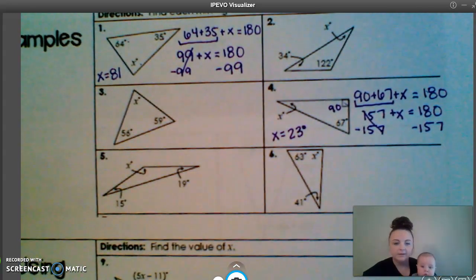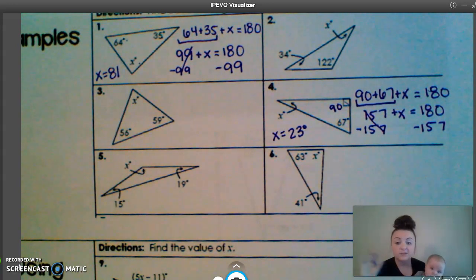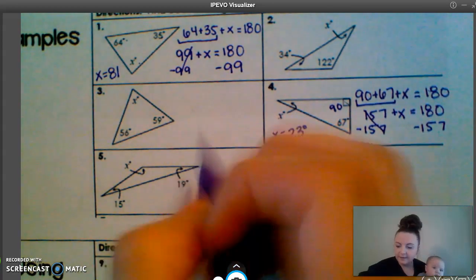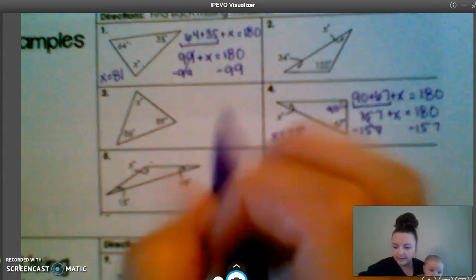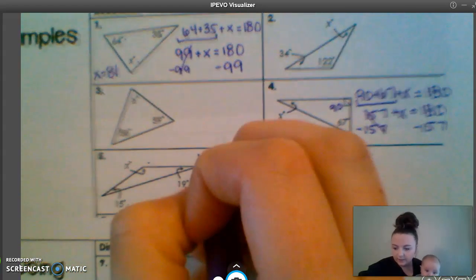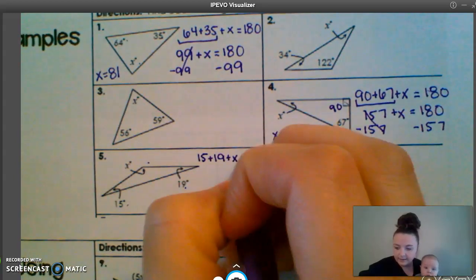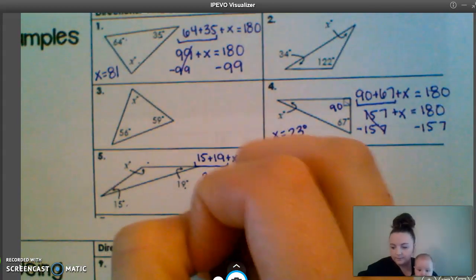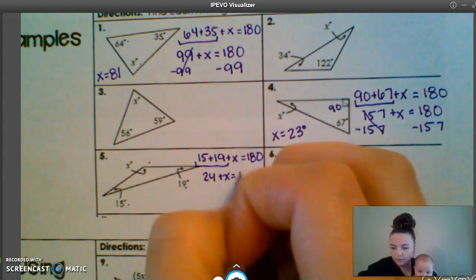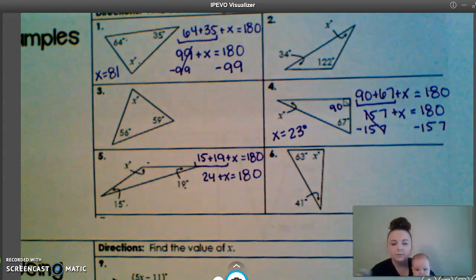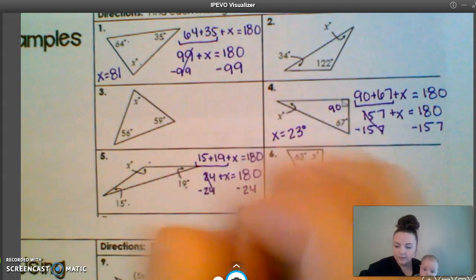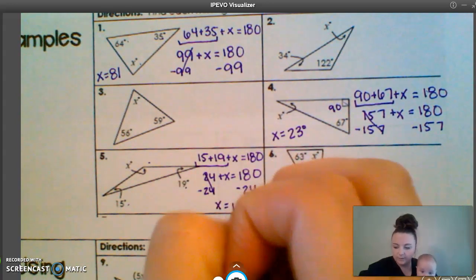Okay, let's do one more of those easy ones. Remember, you're just adding up all the angles, setting it equal to 180, and solving using equations. But number 5, I've got 15, 19, and x. So if I add them all up, 15 plus 19 plus x, they have to equal 180. Well, 15 plus 19 is 24, plus x equals 180. Okay, well, subtract 24 from both sides to undo it, using the inverse, and we get x equals 156.